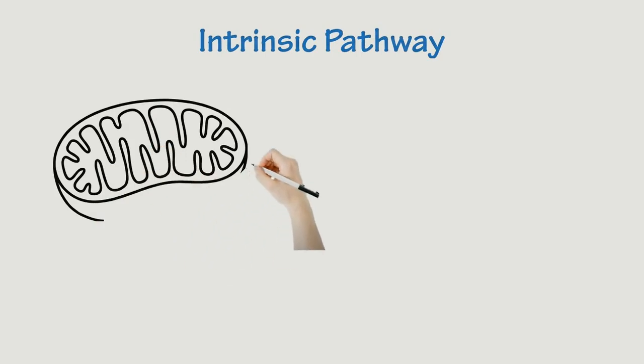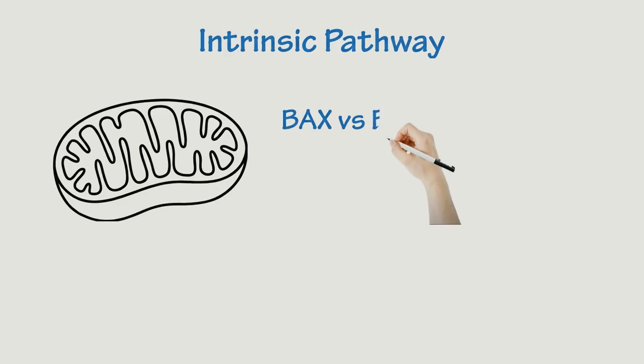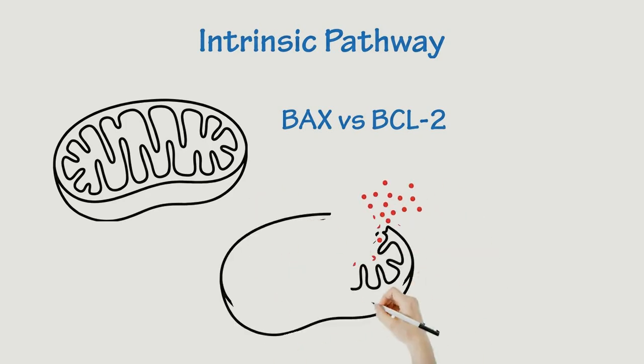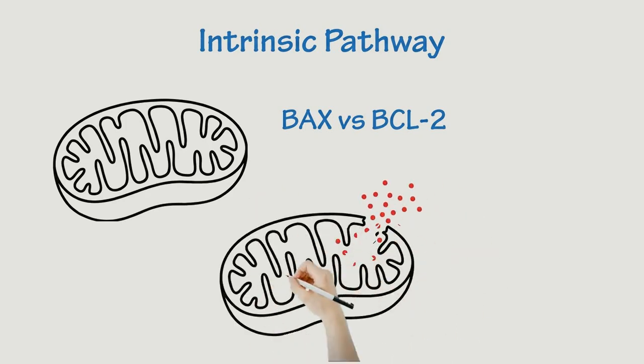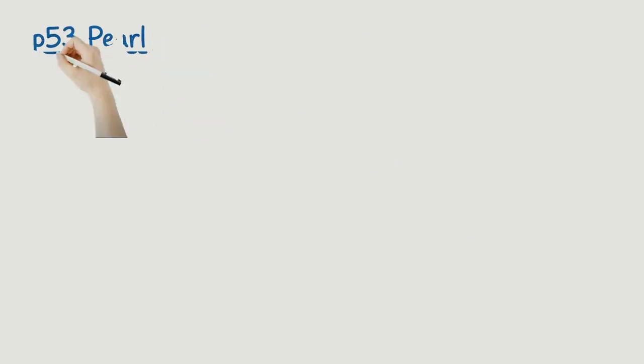Internal signals like DNA damage, oxidative stress, or growth factor withdrawal shift the balance between pro-apoptotic proteins, such as BAX, and anti-apoptotic proteins, such as BCL2. When BAX wins, it punches holes in the outer mitochondrial membrane. Cytochrome C leaks out, binds APAF1, forms the apoptosome, and activates caspase 9. That triggers the downstream caspase cascade, and the cell undergoes apoptosis.